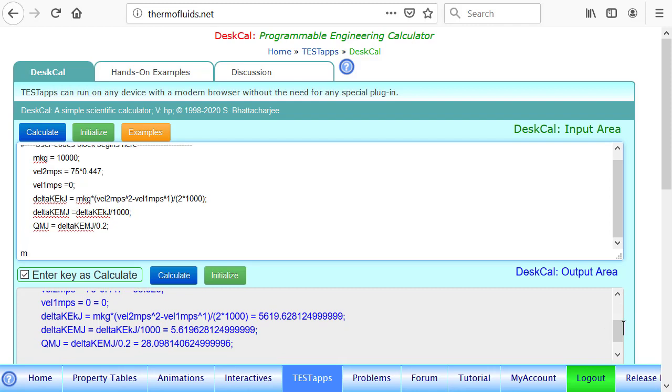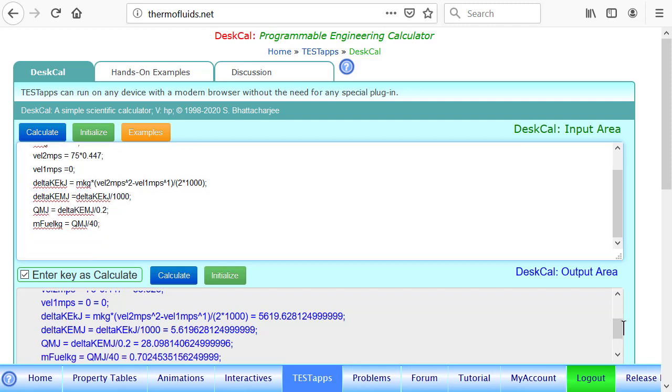Therefore the mass of fuel in kg would be how much? It'll be the heat that you need divided by the heating value, which is 40 million joule per kg. So the answer is 0. As you can see, 0.7 kg of fuel is needed to accelerate this truck.